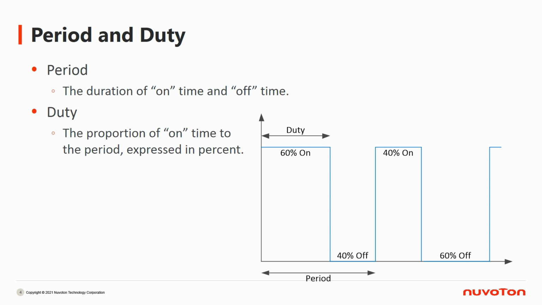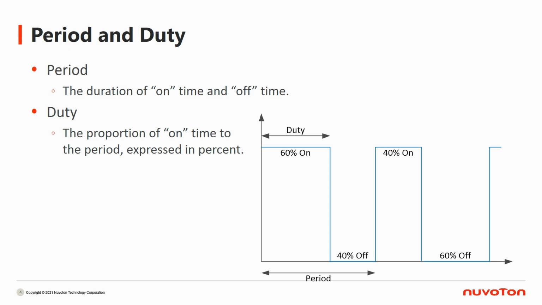For PWM, period and duty are two important parameters. We have mentioned that PWM controls the level by providing different energy in a unit of time. Period means the unit of time. Duty means the proportion of on time to the period, which also means how much energy provided to the period. Therefore, by controlling period and duty, we can control analog devices by different levels.